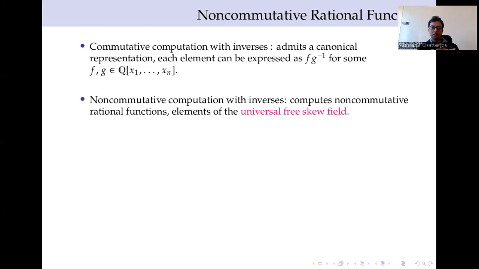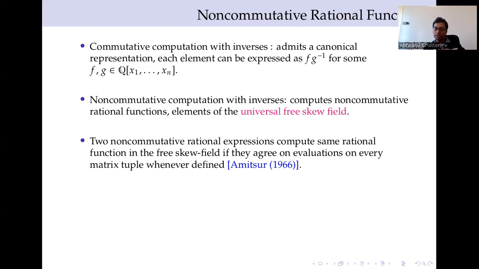Formally, it computes a non-commutative rational function in the universal free skew field, which has been well studied in mathematics for several years. So formally, what is this non-commutative rational function? In this talk, we'll see different definitions of non-commutative rational function. Right now, let's start with the first definition, given by Amitsur, which says: consider all non-commutative rational expressions. For any two rational expressions and every matrix substitution, whenever both of them are defined, it may happen that one of them is defined but the other one is not. We ignore those substitutions. Whenever both are defined, if they agree, then we say that these two expressions are computing the same rational function.